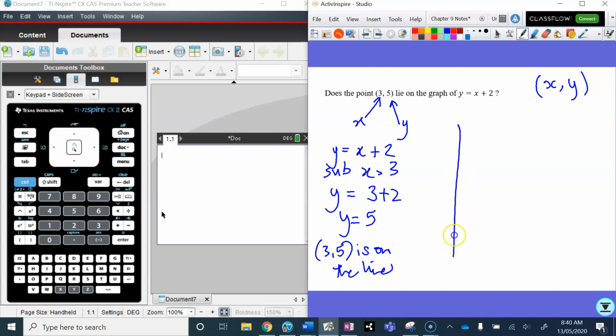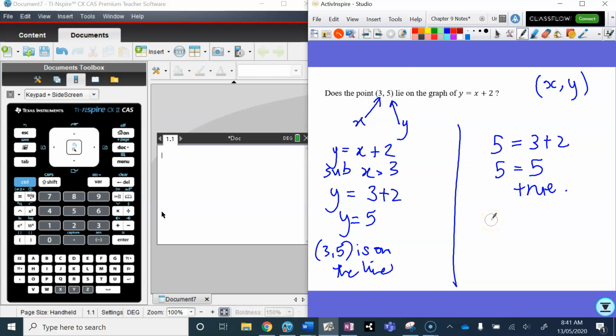A slightly different method, it's not very different, a tiny bit different, is if we were to substitute both values into that equation at once and see whether we create a true statement. So it's a tiny variation on that method. If I substitute the y value in, which is 5, and then the x value also, which is 3, you can see that I have created a true statement. 5 does equal 5. That is true. That means that the point is on the line.